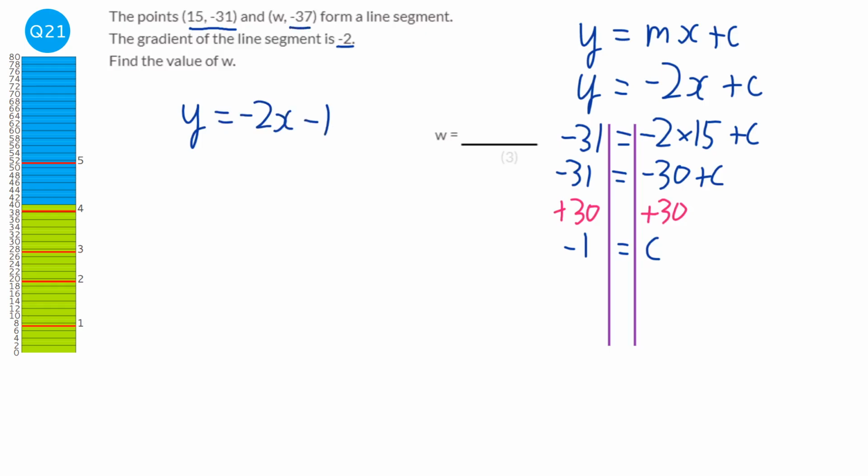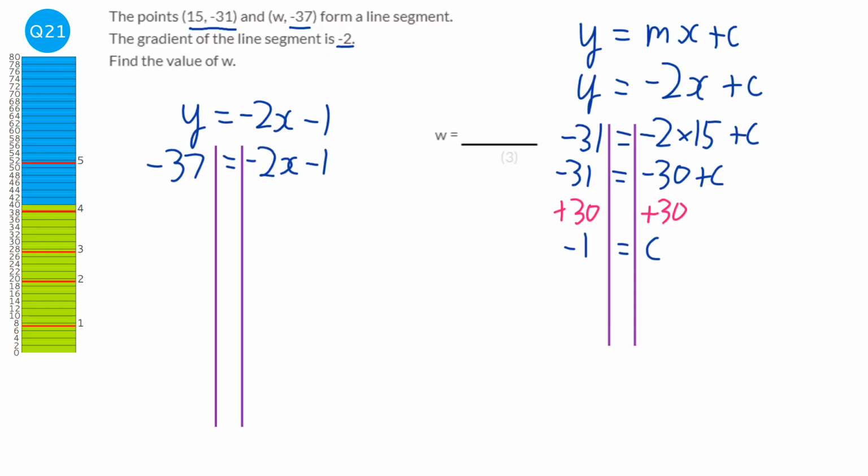And we're told that the y is -37. And we're looking for the x value, which they've called w. So let's get our solving lines in. Okay, so the first thing I'm going to do is add 1 to both sides. And so it would be -36 equals -2x. I'm going to now times, or divide everything by -2.